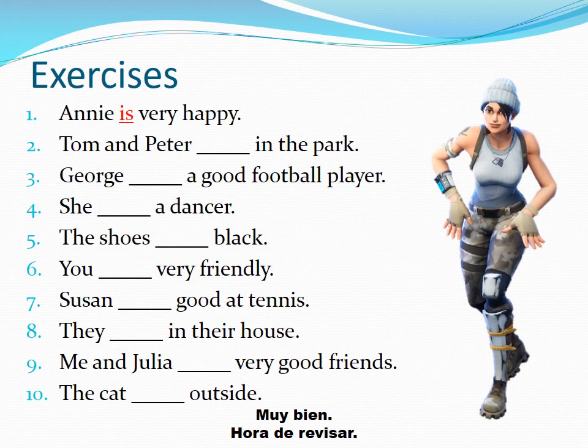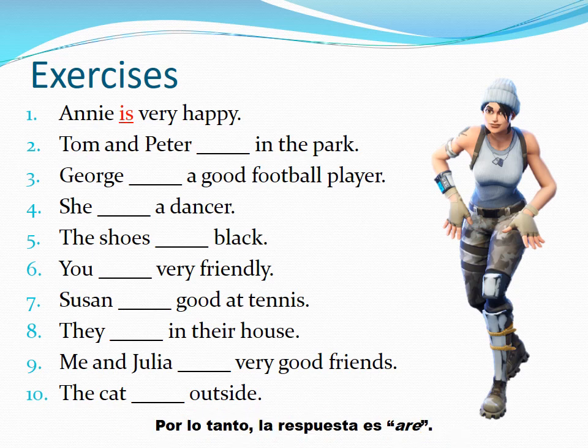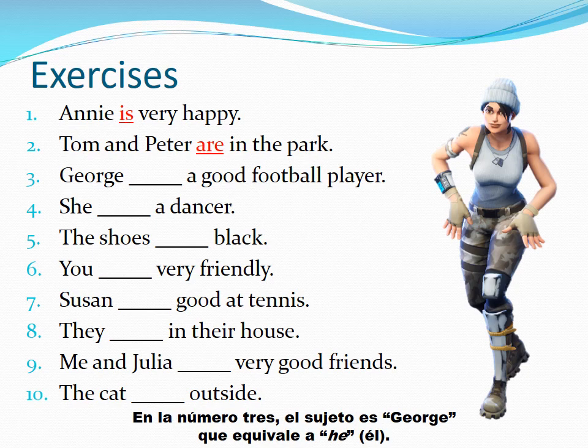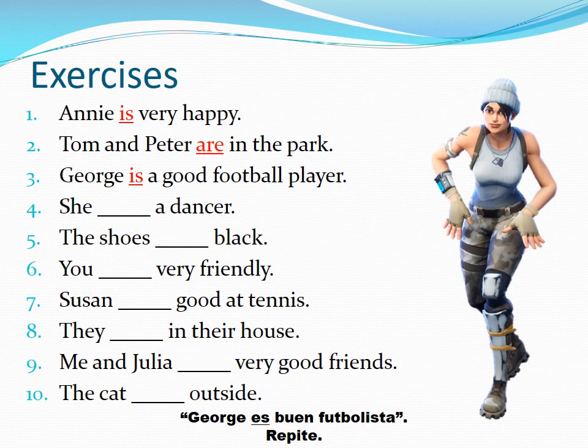Alright, time to check. In exercise 2, the subject is Tom and Peter, which equals they. Therefore, the answer is are. Tom and Peter are in the park. Repeat, Tom and Peter are in the park. In number 3, the subject is George, which equals he. Therefore, the answer is: George is a good football player. Repeat, George is a good football player.